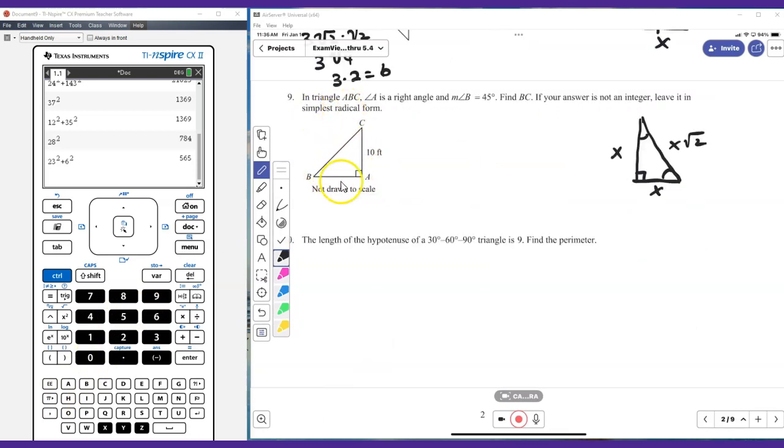In triangle ABC, angle A is a right angle and angle B is 45. So this is 45, this is 45. Find BC.